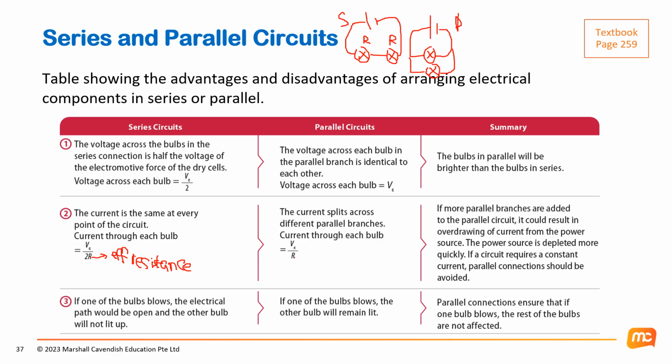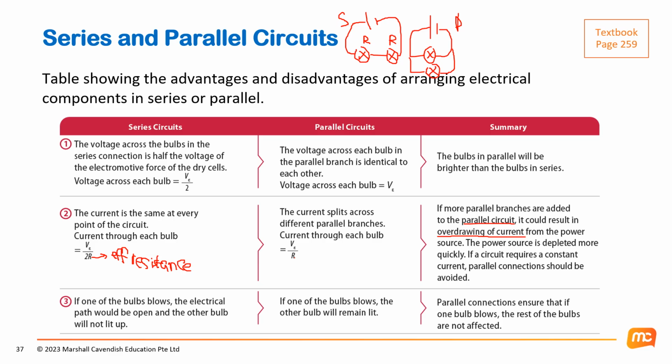So which one is bigger between these two? If my denominator is a smaller number, 2R versus R, right? R is smaller, so this gives me the current to be greater for the one in parallel. So this also tells us that the current drawn from a parallel circuit will be greater.